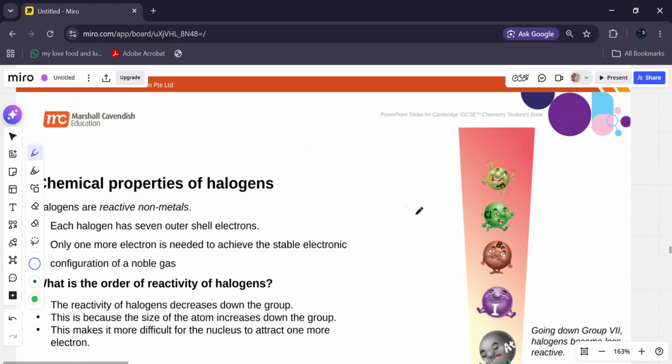Because you're wondering, why do elements try so hard to get a full outer shell of electrons? They do this because they want to have the configuration of a noble gas. Noble gases have full outer electrons. That means they are fully stable, and they don't react because they don't need to give or gain any electrons.